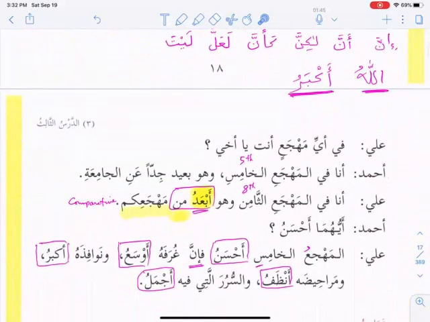mahjai anta? In which dormitory do you live? Ya akhi. Ana mubtada. Fil mahjai, jar majrur shibu jumla khabar. Khamisi, not. Did you see khamisi? Khamisun is fifth. Fifth. Fifth. وهو بعيد جدا. وهو مبتدأ بعيد خبر. جدا not. عن الجامعة جار مجرور. No more explanation is necessary than jar majrur.